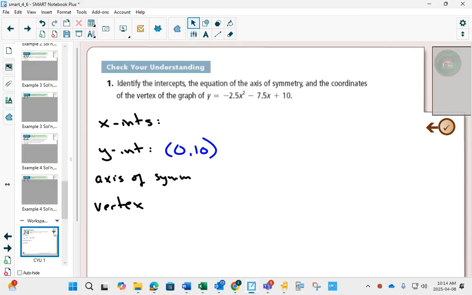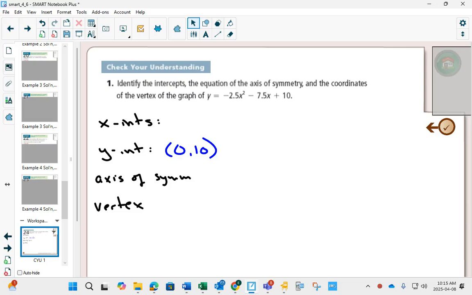The rest of the things are not easy from the general form. So now I have a choice. Do I change things to my standard form and spend time doing that? Or do I change things to factored form and spend time doing that? Or will I have to do both? Sometimes you might have to do both.